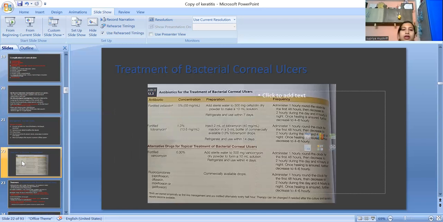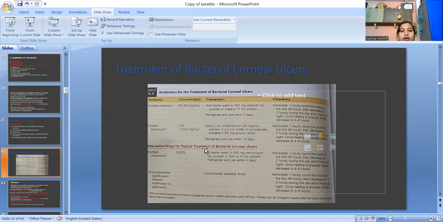Treatment of bacterial corneal ulcer can be done using antibiotics, which can be fortified in nature. Fortified antibiotics include fortified ciprofloxacin and tobramycin, at 0.3% and 1.3% concentration respectively. This preparation is not available in the market, so we have to make it. Add sterile water to 500 milligrams of ciprofloxacin dry powder to make a 10 ml solution, refrigerate, and use within 7 days. In the same way, tobramycin 1.3% fortified solution is prepared by injecting 2 ml of tobramycin injection, that is 40 mg per ml, into a 5 ml bottle of commercially available 0.3% tobramycin drops. Refrigerate this fortified tobramycin and use within 14 days.